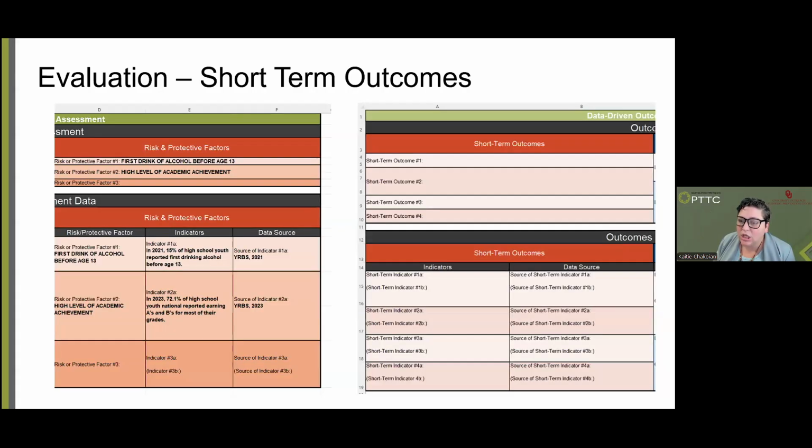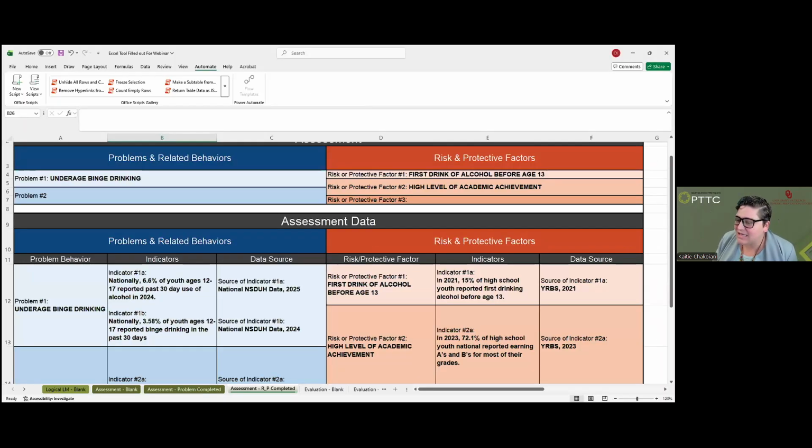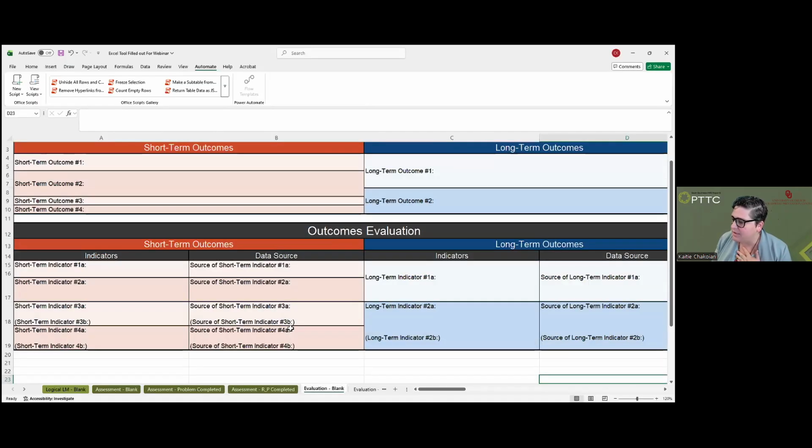So let's look at our evaluation tab in our tool. This is what I consider to be the fun part, but again, that's why I have this job, right? Well, this is us starting to take a look at how do we understand the impact that we're having. So I'm going to move us over to our evaluation tab, and you'll see we've got the same blue and orange because we are tying our orange, our short-term outcomes to the risk and protective factors.